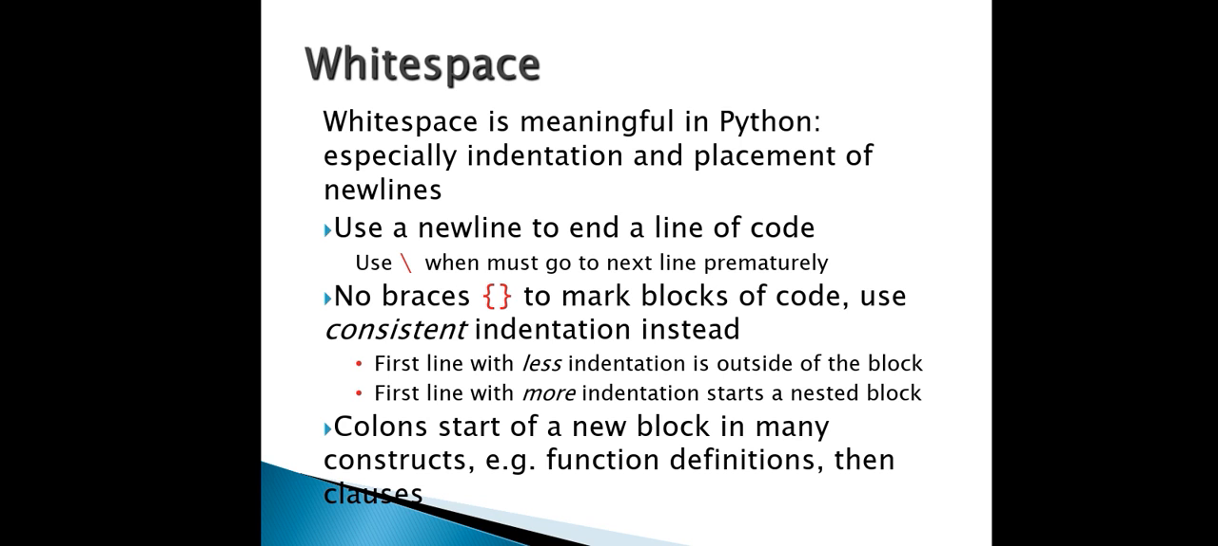Suppose in programming languages C and C++, we use int main or main functions, after that curly braces open and at the end of the code curly braces close. But in Python, no braces to mark blocks of code. Use consistent indentation instead. The first line with less indentation is outside of the block. The first line with more indentation starts a nested block. Colon starts a new block in many constructs, like function definitions and classes.